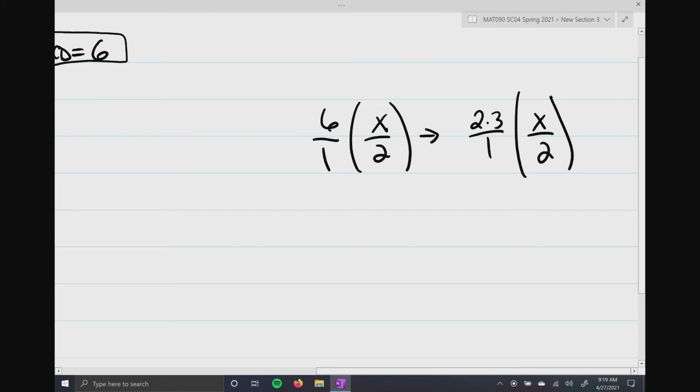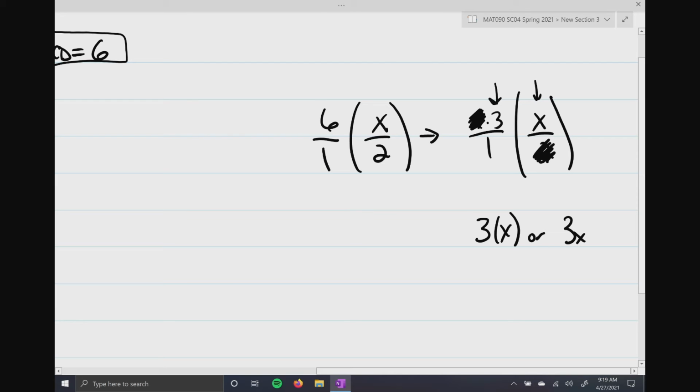Because you can cancel the 2. I can reduce the 2's. Watch what happens, everyone. I have a 2 in the numerator, 2 in the denominator. 2 over 2, remember, is 1. So then I write whatever's left over. I have a 3 times x, and the x is in parentheses. If you want to leave it like that, that's fine. Or you could just write 3x.